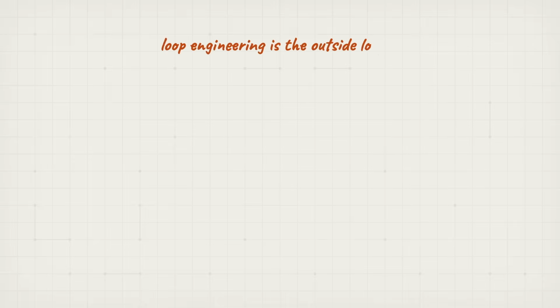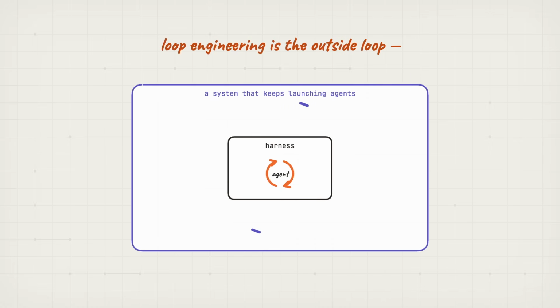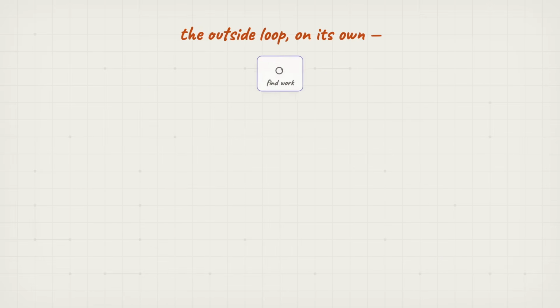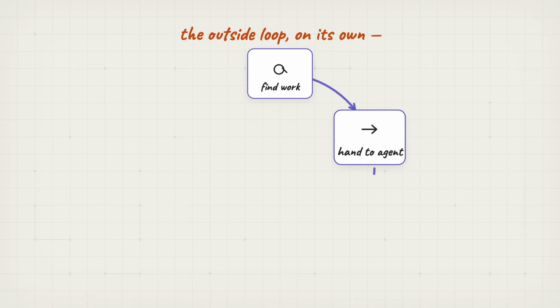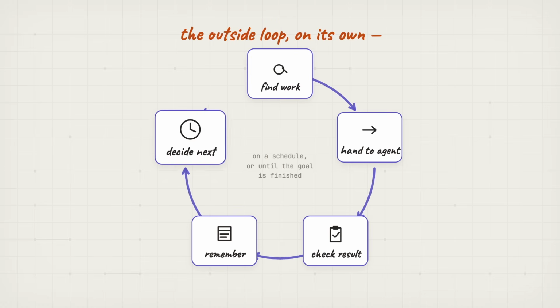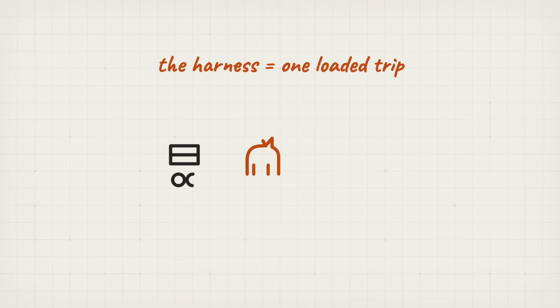Loop engineering is about a different loop, an outside loop, and this one sits above the harness. In simple words, it is when you stop starting each job yourself and instead you build a system that keeps launching these agents again and again on its own. It finds new work, it hands that work to the agent, it checks the result that comes back, it remembers what already happened, and then it decides what to do next, either on a fixed schedule or until some big goal is finally finished. The harness is the fully loaded cart, ready to make one delivery with you sitting there holding the reins for that one trip.